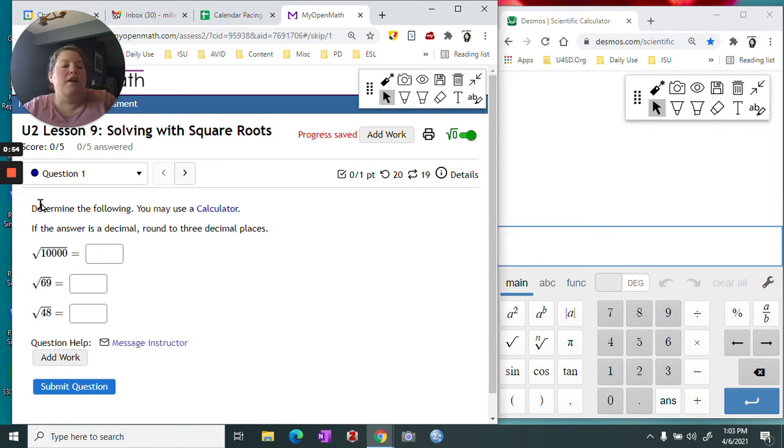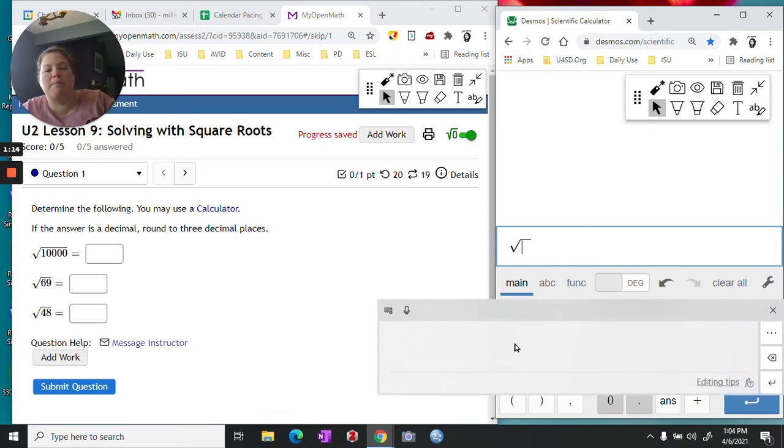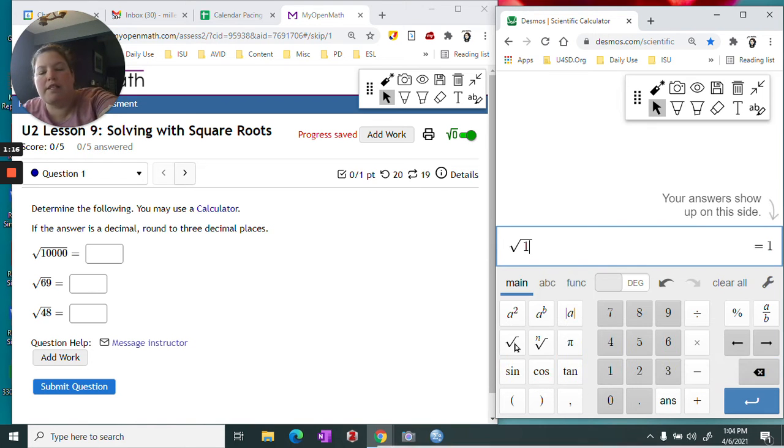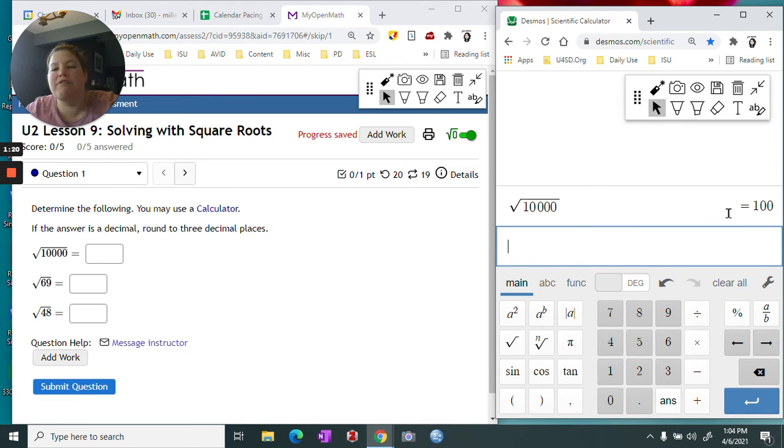So here, we want to determine the following using a calculator, and we're going to round our answers to 3 decimal places. That means we look to the 4th decimal place to determine do we keep or bump that 3rd position. Okay, so I have the square root of 10,000, so I'm going to hit my square root button and type in 10,000, and that gives me a value of 100. So I'm going to type that in.